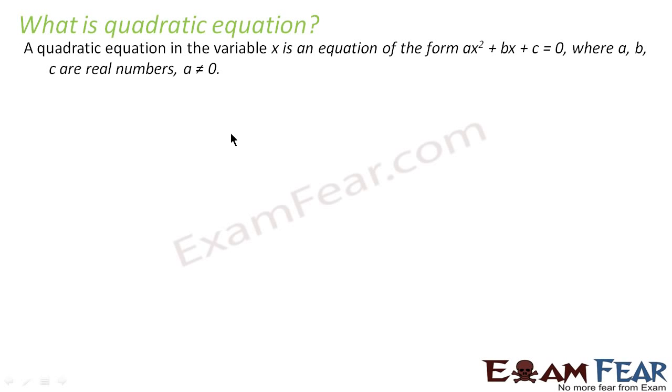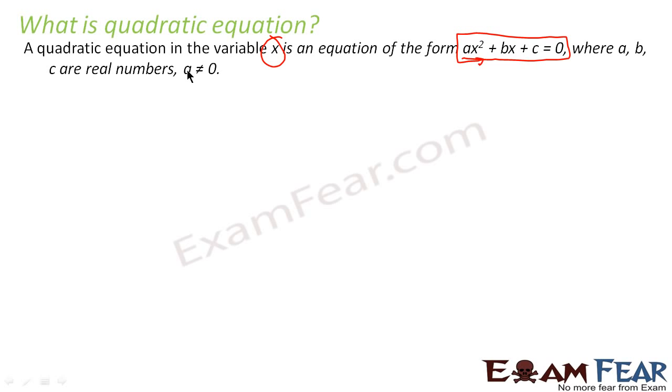Quadratic equation is nothing but an equation in the form of ax square plus bx plus c is equal to 0. This form of equation is called quadratic equation in variable x. Why? Because you have used variable x. X is the variable and a, b and c are real numbers. They are constants and a should not be equal to 0.